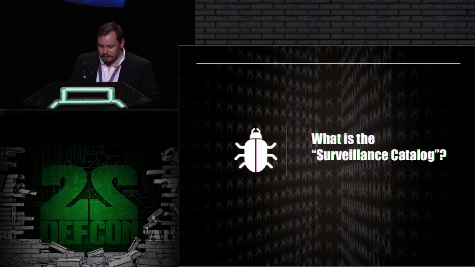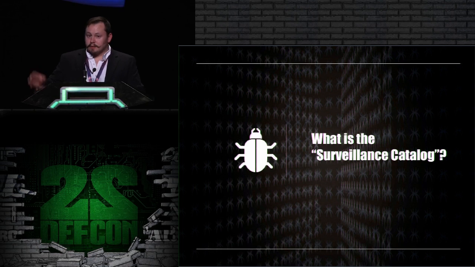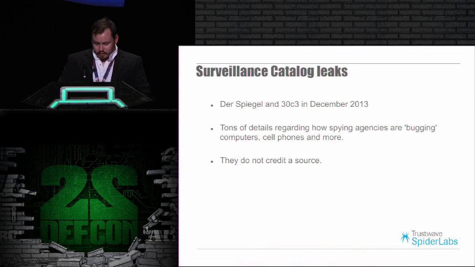So getting into the beef now, what is the surveillance catalog? As I mentioned before, something written up by a presenter, a journalist, a researcher, at 30C3. It was released in Der Spiegel, as well as during that conference, kind of at the same time, right around just after Christmas 2013. Getting into the surveillance catalog leaks, Der Spiegel had lots of details on how they worked, kind of an idea. There's a lot of missing components.